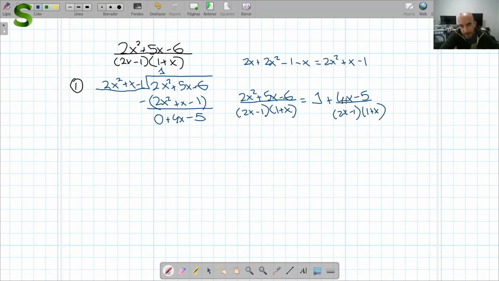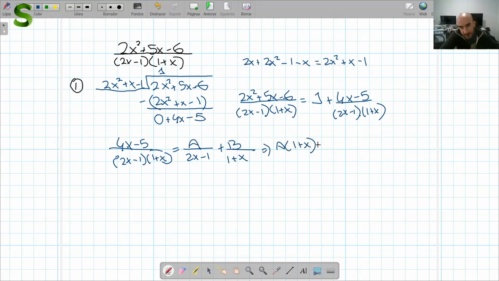So we have to do the partial fractions of 4x minus 5 divided by 2x minus 1 times 1 plus x, where the degree of the numerator now is lower than the degree of the denominator. So that's easy because that can be expressed as the roots are real and unique. We have a divided by 2x minus 1 plus b divided by 1 plus x. So a times 1 plus x plus b times 2x minus 1 has to be equal to 4x minus 5.